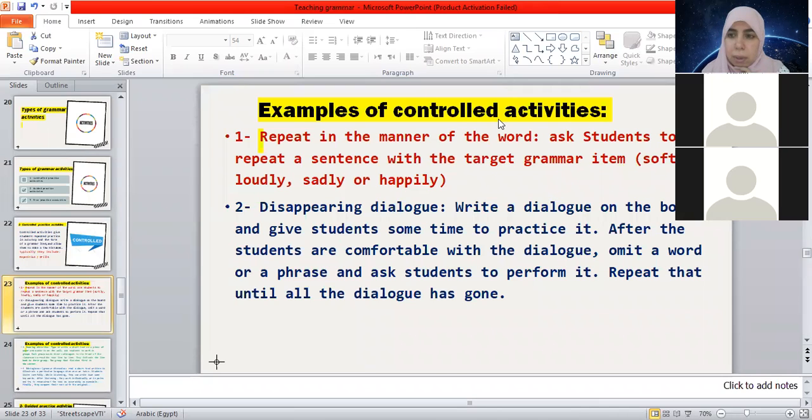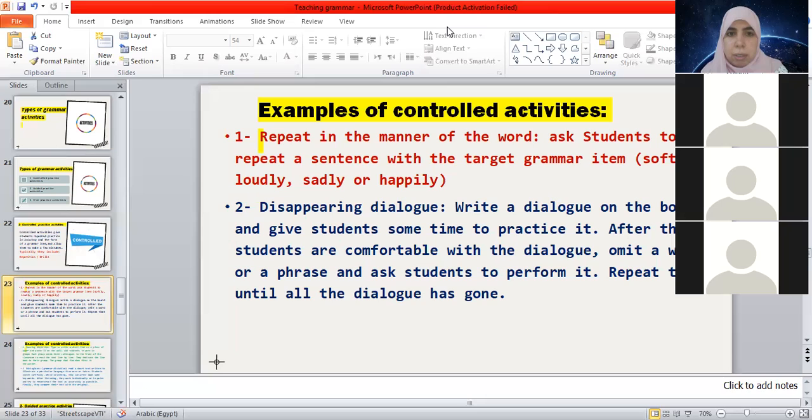Which activity do you think you can try in your classroom? Noha said number 1. Yeah, it's suitable for young learners. Okay, so this is for controlled activity.